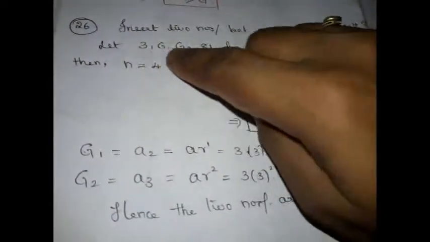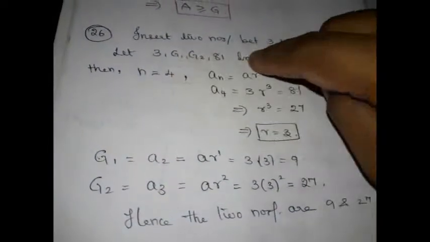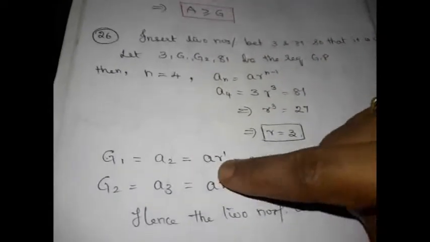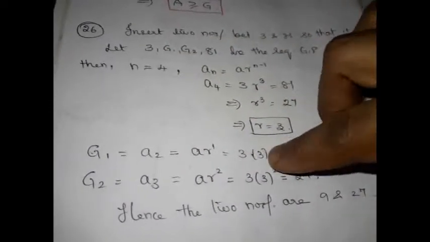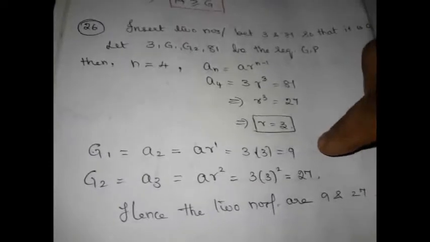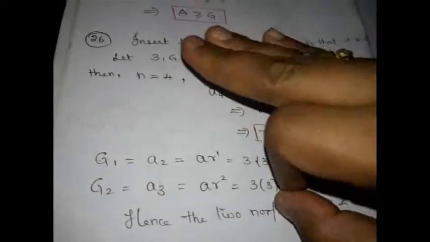G1 is the second term of the GP. What is the second term of the GP? ar. So 3 into r, which is also 3. So 3 threes are 9. G2 is the third term of the GP.